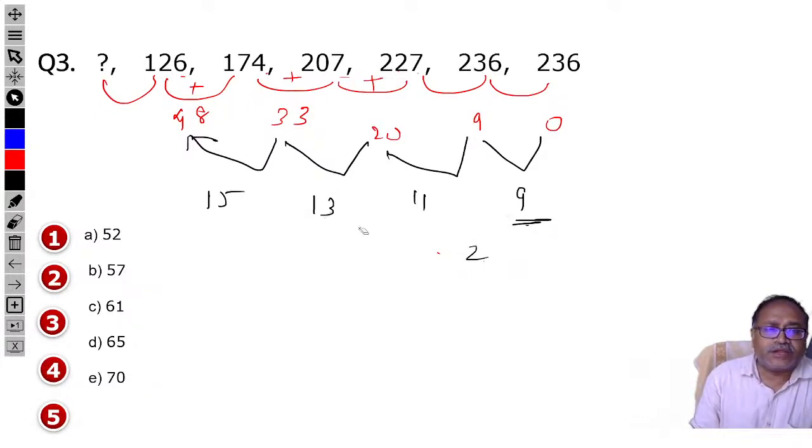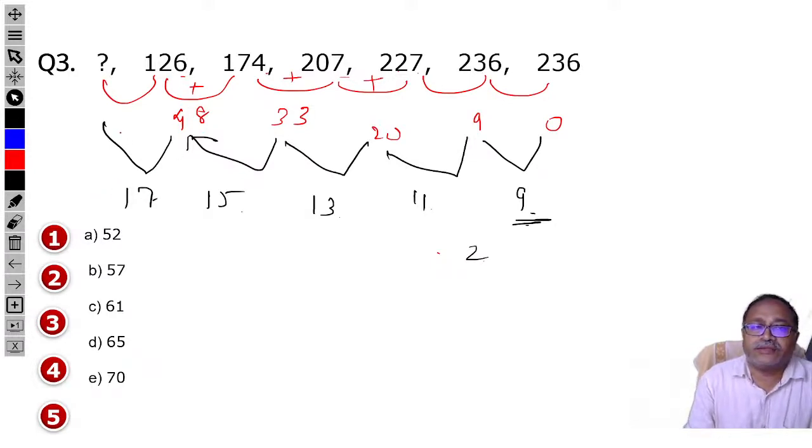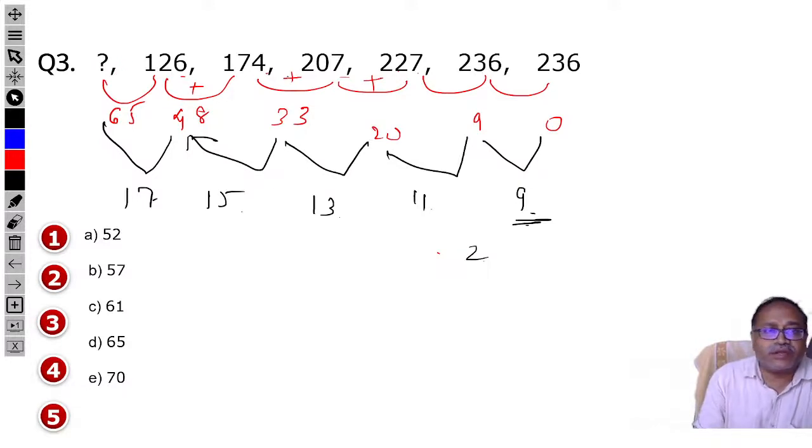All are the consecutive odd numbers. So take the consecutive odd numbers. That is 9, 11, 13, 15. I will go for 17. So if I go for 17, 48 plus 17, 48, 58 and 65. So now add 65 or should I subtract this? It is in an increasing order. So I need to subtract.